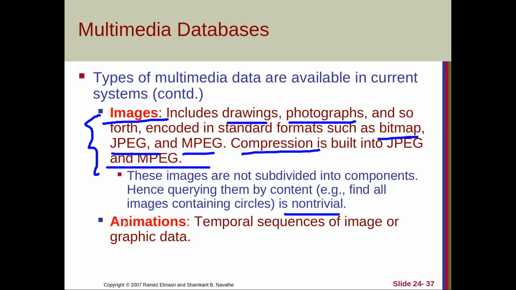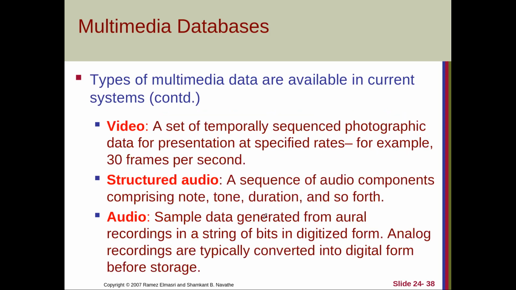Then another type of multimedia data is animation data. These are actually sequences of images or some graphic data. So different drawings are moved at a particular given speed, and that is represented by using animation data. For producing different cartoons and similar things, we are using animation data.